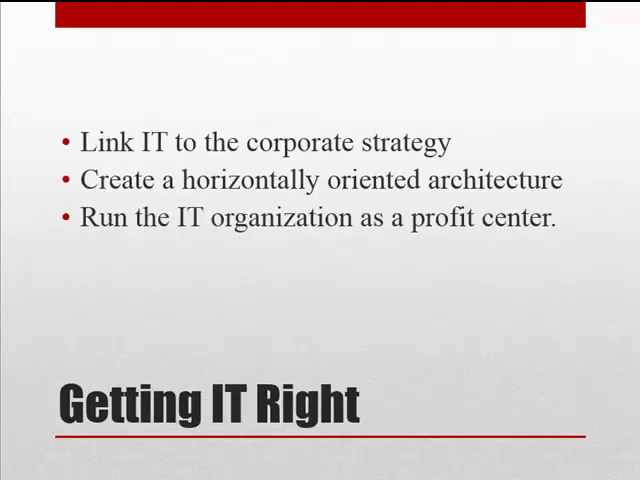So to get IT right, you need to make sure that any new technology that you buy is aligned to the corporate strategy. You have to build a horizontally oriented architecture, which means an architecture that can integrate, can talk to each other, that you have a uniform standard architecture so that systems that you put on top can talk to each other. And you have to run the IT organization as a profit center so that it generates value.